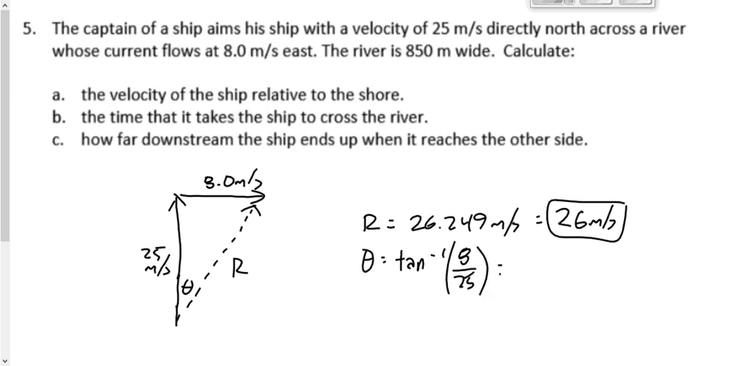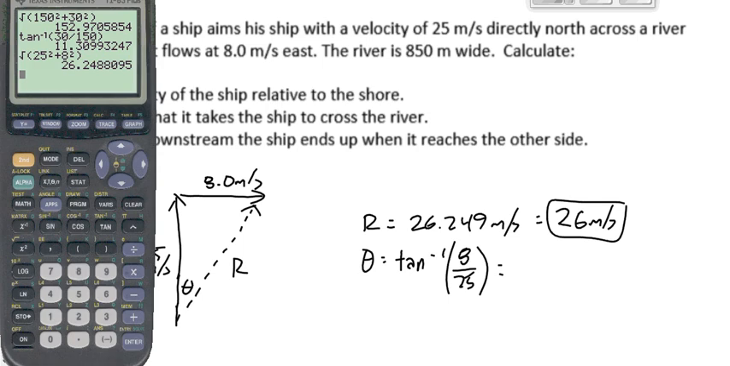We should expect to get a big angle or a small angle here? Evan, big angle or small angle, do you think? Small. Yeah, it's going to be fairly small. When the top number is quite a bit smaller than the bottom number, then you're going to get a pretty small angle here. So let's say it's the inverse tan of 8 over 25.